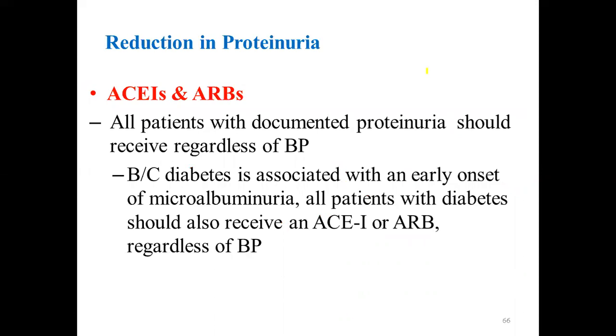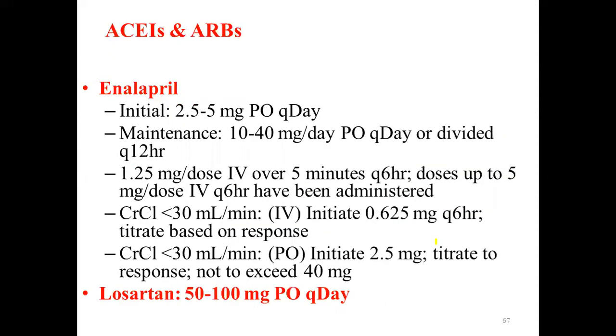Okay, good. Regardless of their BP, as long as they have documented evidence of proteinuria, we need to use ACE inhibitors or ARBs, because diabetes is associated with an early onset of microalbuminuria, and all patients with DM should receive an ACE inhibitor or ARB regardless of their blood pressure. That is the recommendation. So what kind of ACE inhibitors do we have on the market? Enalapril is the leading one, and among ARBs, losartan is available.